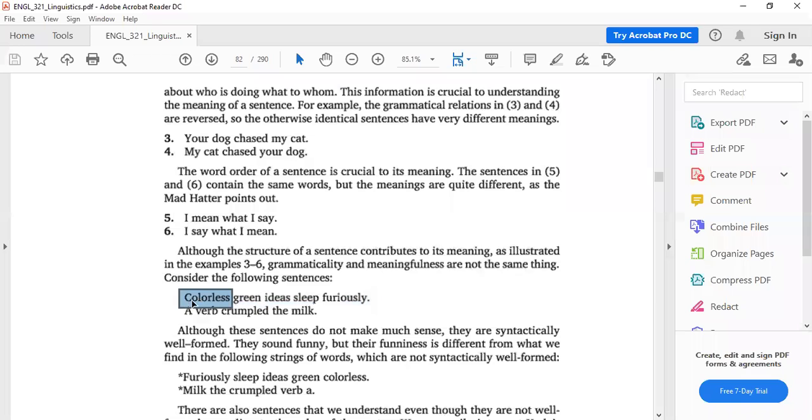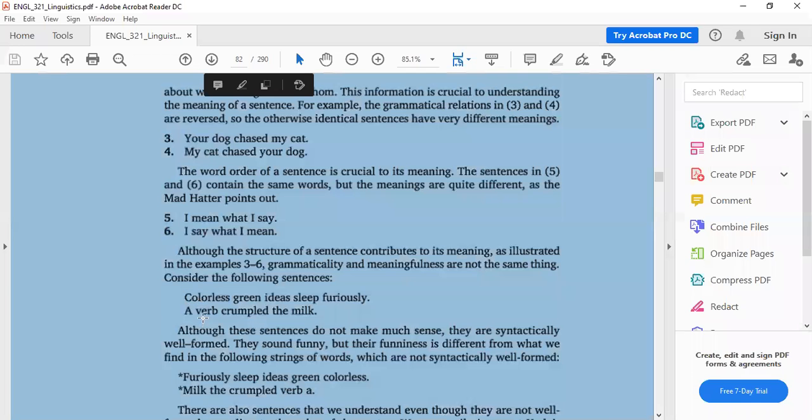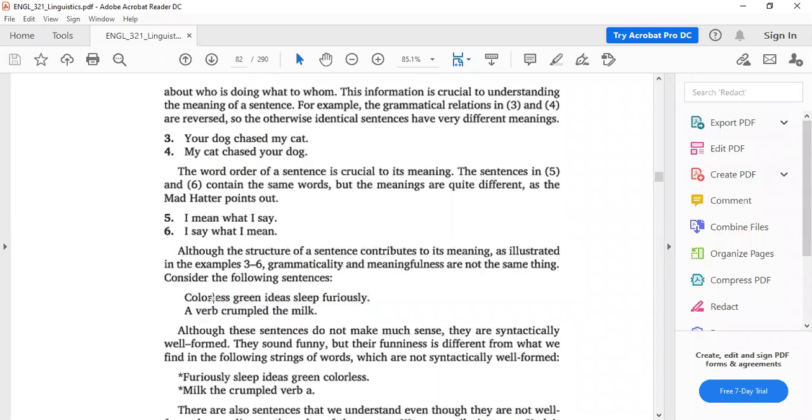This is semantics, not syntax. Because we said that syntactically speaking, this sentence is fine. But semantically, no. If something is colorless, it cannot be green. This is one problem.